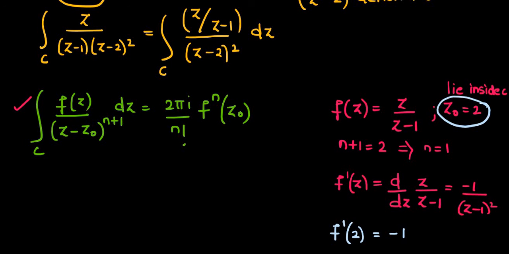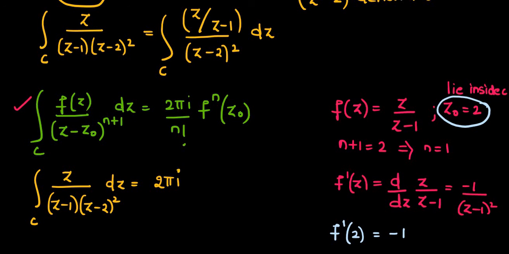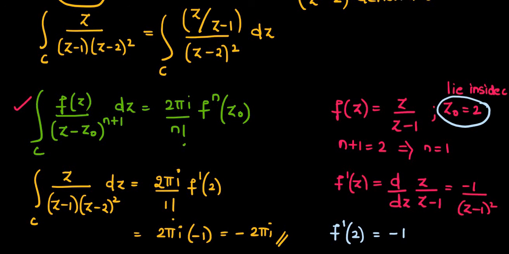Now let us write the answer for our question. Integral of z divided by z minus 1 into z minus 2 whole square dz is 2 pi I divided by 1 factorial f dash of 2, which is nothing but 2 pi I into minus 1, that is minus 2 pi I is your answer. I hope you have understood this. Thank you.